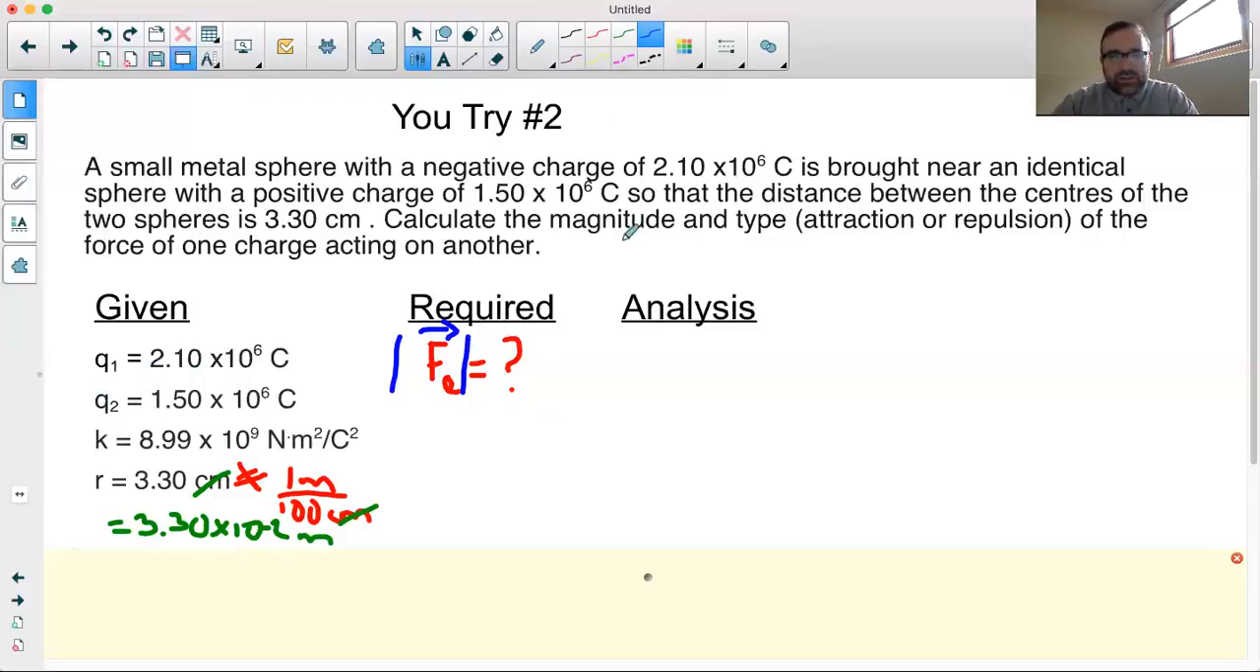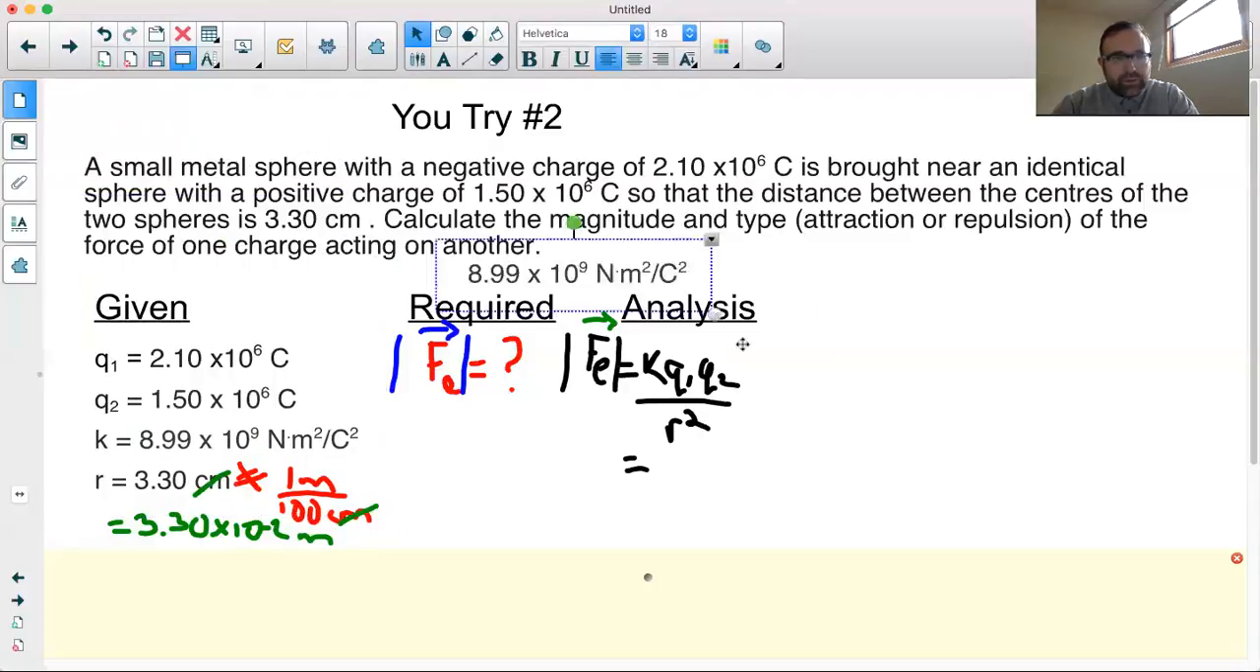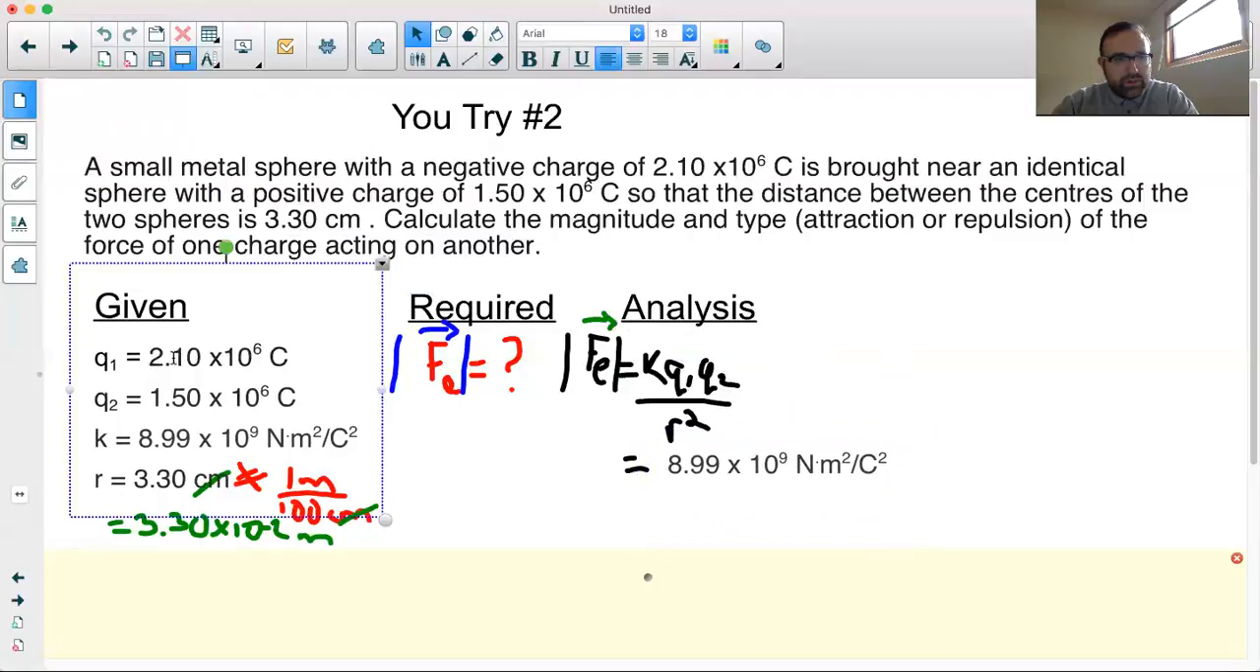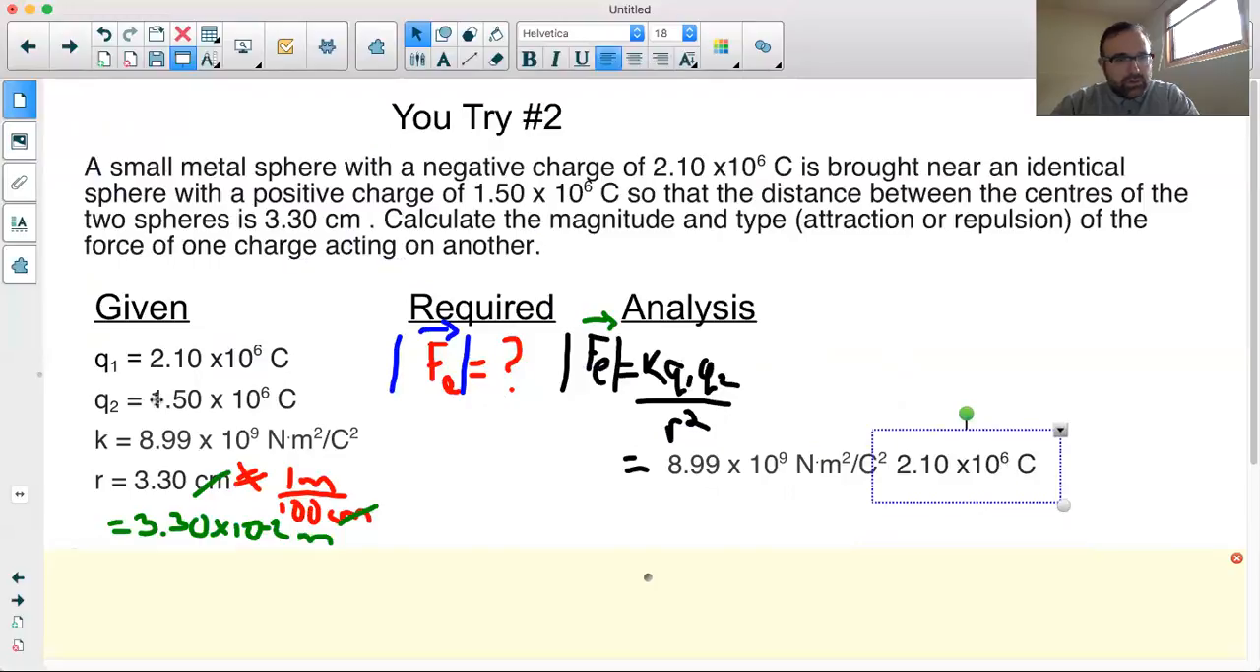So in our analysis, let's get down to business, where we're going to rewrite the formula Fe equals K times Q1 times Q2 over R squared. Now keep in mind, R squared needs to be considered, because if you don't square it, it's usually a distraction on a diploma. So make sure you square it. Now what is our value for K, which we have right here? We're going to start putting that in first. Then we have Q1, which is charge 1 of the metal sphere. And then sphere 2 has a charge of 1.50 times 10 to the 6 coulombs.